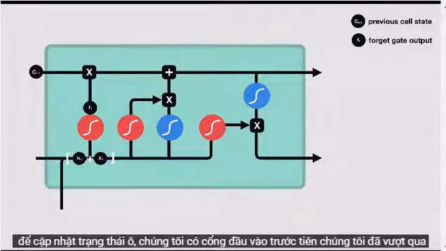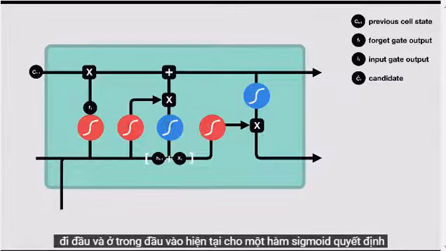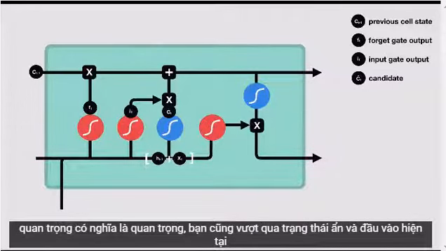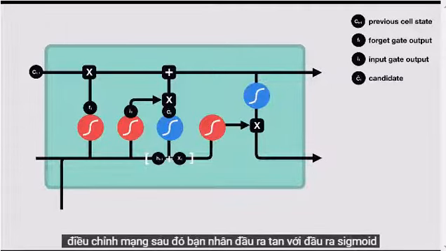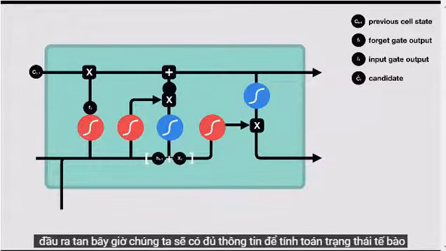To update the cell state, we have the input gate. First, we pass the previous hidden state and the current input into a sigmoid function. That decides which values will be updated by transforming values to be between 0 and 1. 0 means not important, 1 means important. You also pass the hidden state and current input into the tanh function to squish values between -1 and 1. This helps regulate the network. Then you multiply the tanh output with the sigmoid output. The sigmoid output will decide which information is important to keep from the tanh output.